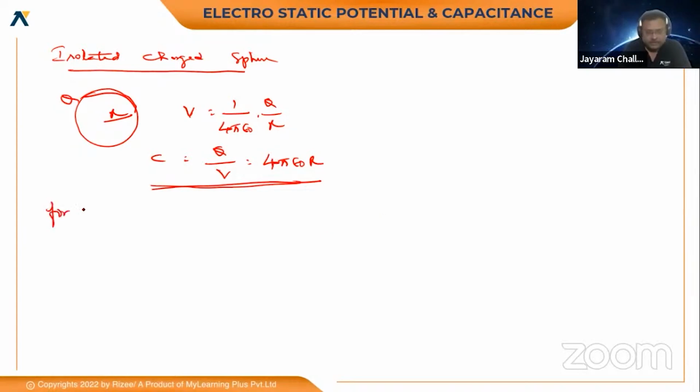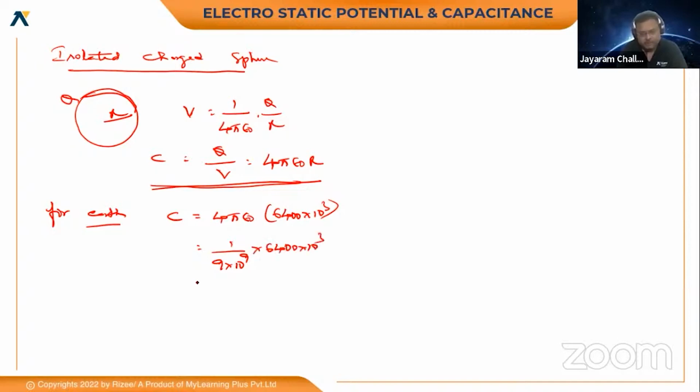Any spherical capacitor you can write it this way. For example, Earth is a very big capacitor or condenser. So 4 pi epsilon naught into the radius of the Earth, which is 6,400 kilometers, that is 6,400 into 10 power 3. 1 by 4 pi epsilon naught can be written as 9 into 10 to the power of 9. On solving, you will get 711 microfarads.